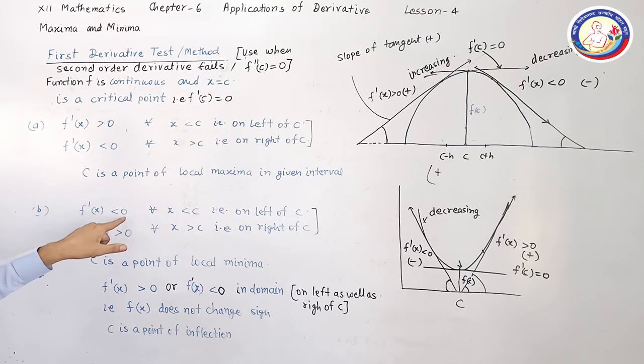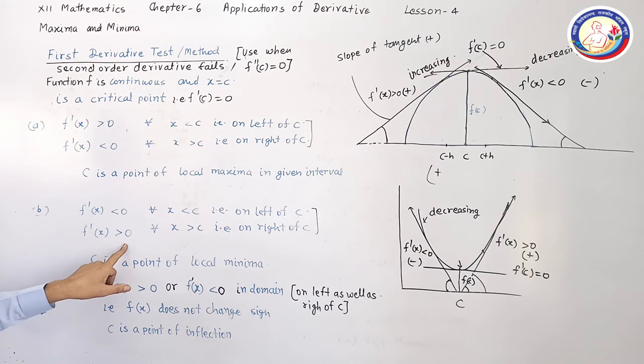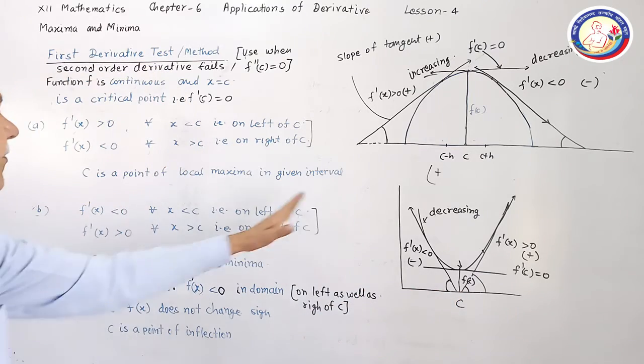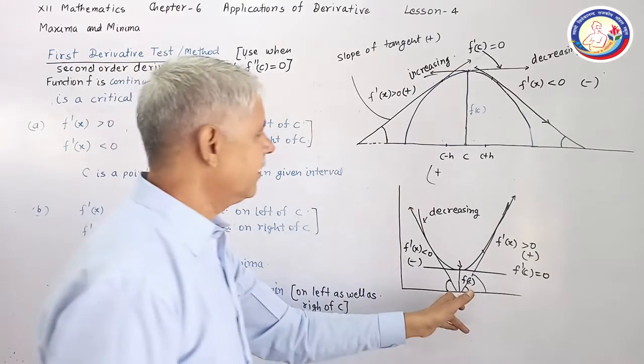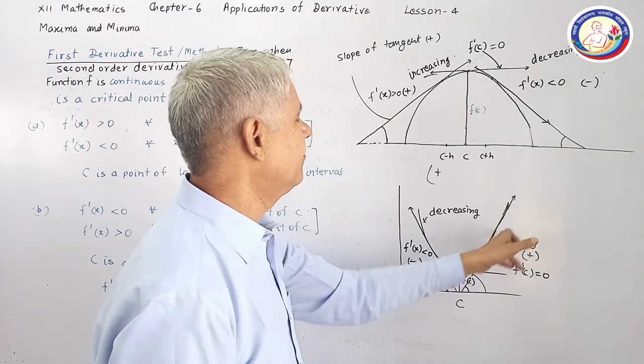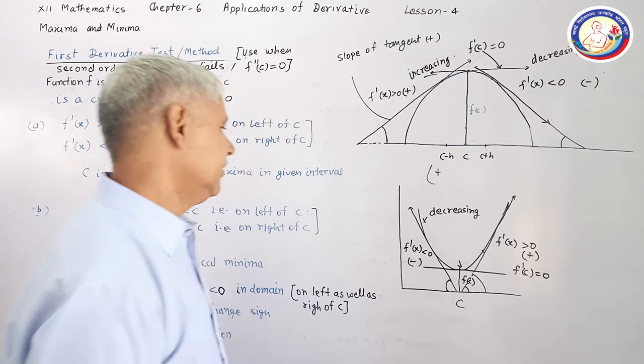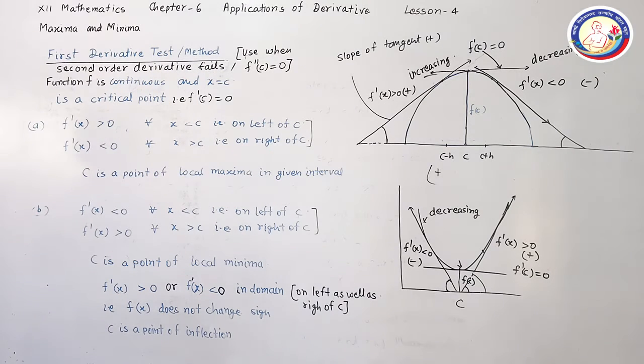Again, if prior to this point c the values of the derivative are negative and after c the values are positive, then we say that c is a point of minima. On the left the slope is negative, and on the right the slope is positive. Then it is said that c is a point of local minima.